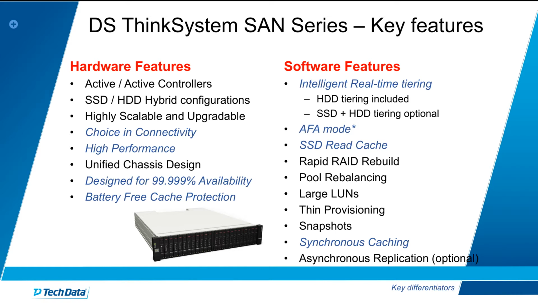Some software features include intelligent real-time data tiering. Every 5 seconds, the real-time data tiering includes the SSD and HDD tiering, optional. All flash assembly mode is capable and available in future releases with SSD read caching standard. Rapid rebuild, pool rebalancing, large LUNs, and thin provisioning come standard with the systems, including snapshots and synchronous replication. Asynchronous replication is an option in the future.